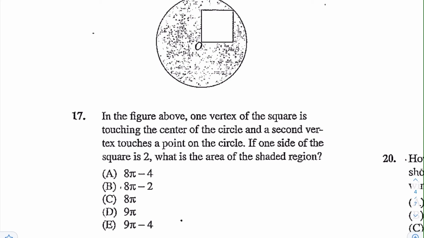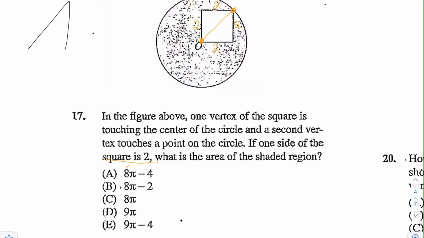All right, next one, number 17. In the figure above, one vertex of the square is touching the center of the circle, and a second vertex touches a point on the circle. If one side of the square is 2, what's the area of the shaded region? So we know that as for the square, all sides are equal. So if one side is equal to 2, then all of them are equal to 2. And the important part is not actually the side, it's actually the diagonal.